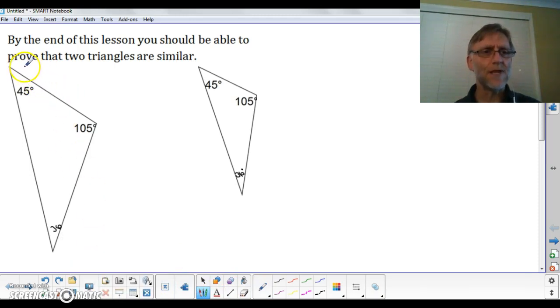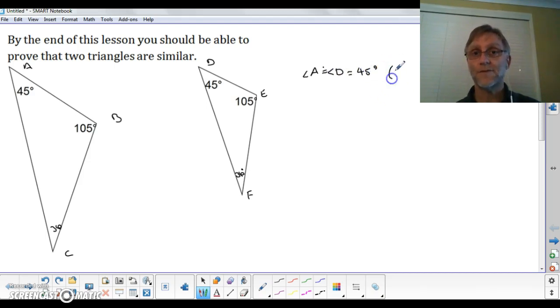Let's label the angles. We need to be able to write down a proof. A, B and C. We call this one D, E and F. And we can say definitively that angle A and angle D are the same. How do we know they're the same? Because they're both equal to 45 degrees. It's given. And we can say that angle B is equal to angle E, both 105 degrees. That was given.